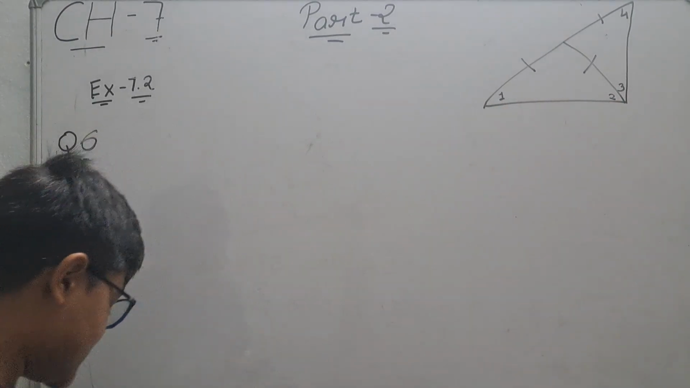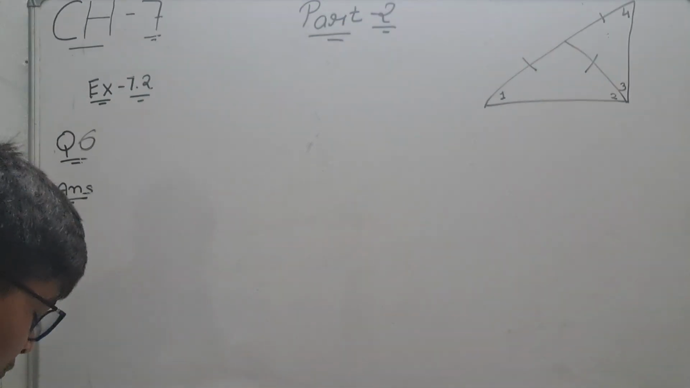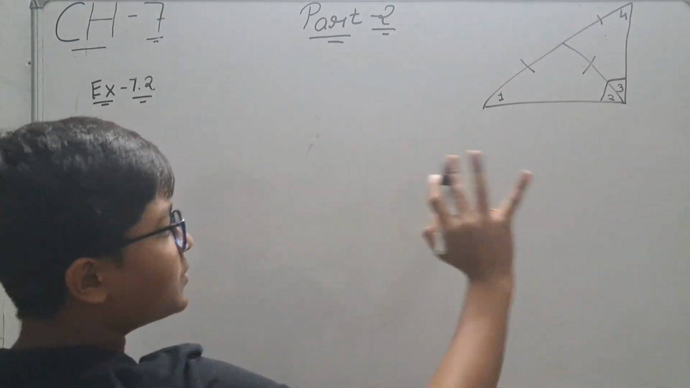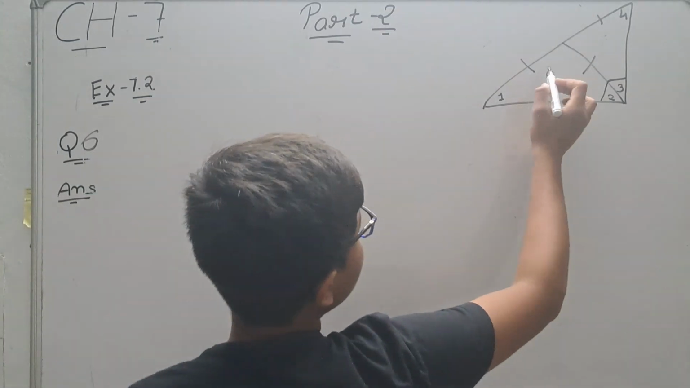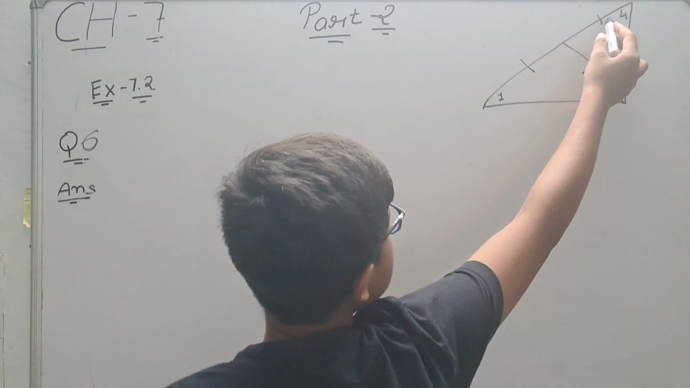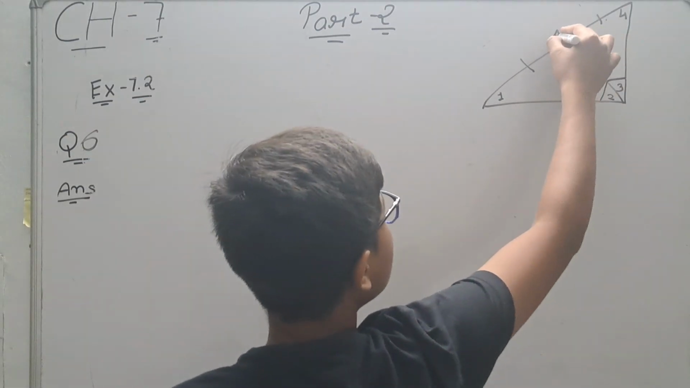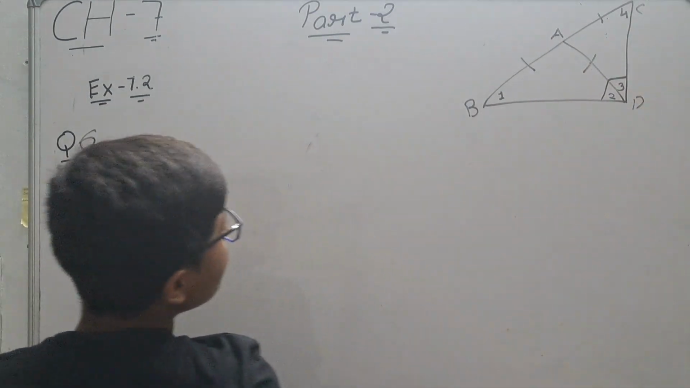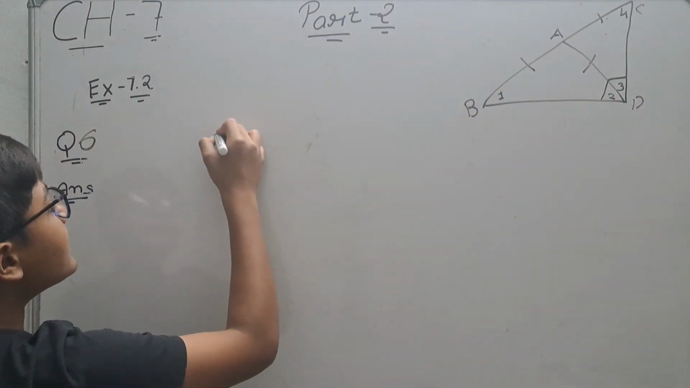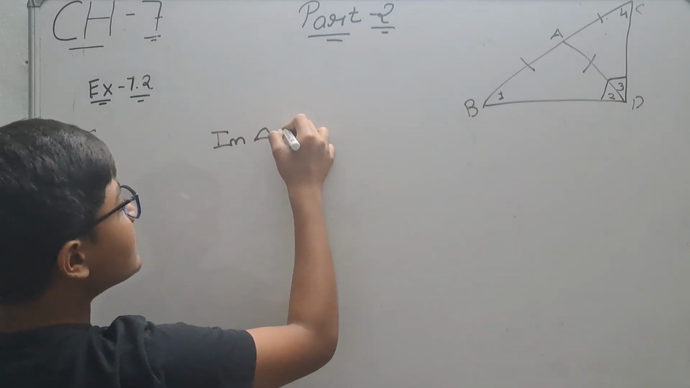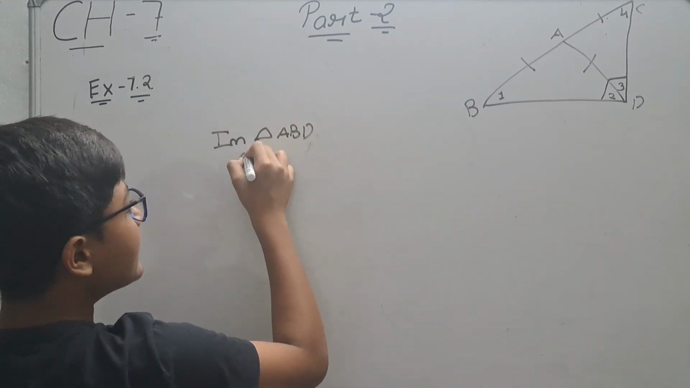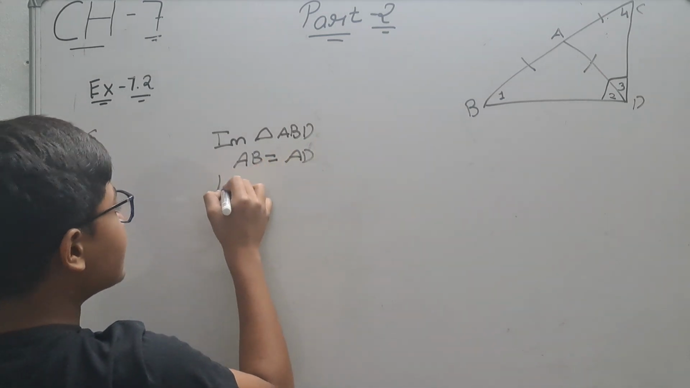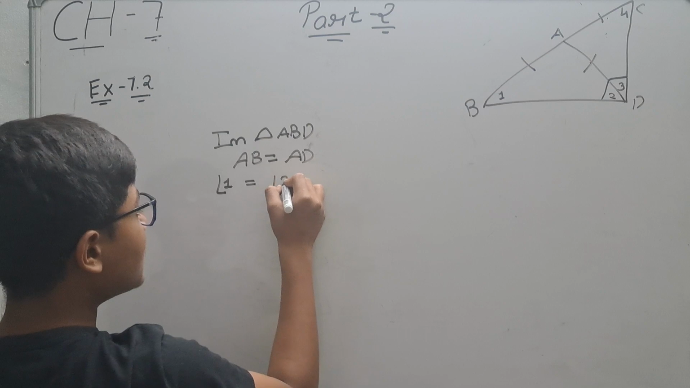Students, we are on question number 6. So we have to prove that this angle is 90 degrees. It is not given. We have to prove that. We are given that this side is equal to this side, and this side is equal to this side. So A, B, C and D. Okay. So in triangle ABD, AB is equal to AD. So we can write like this: angle 1 is equal to angle 2.